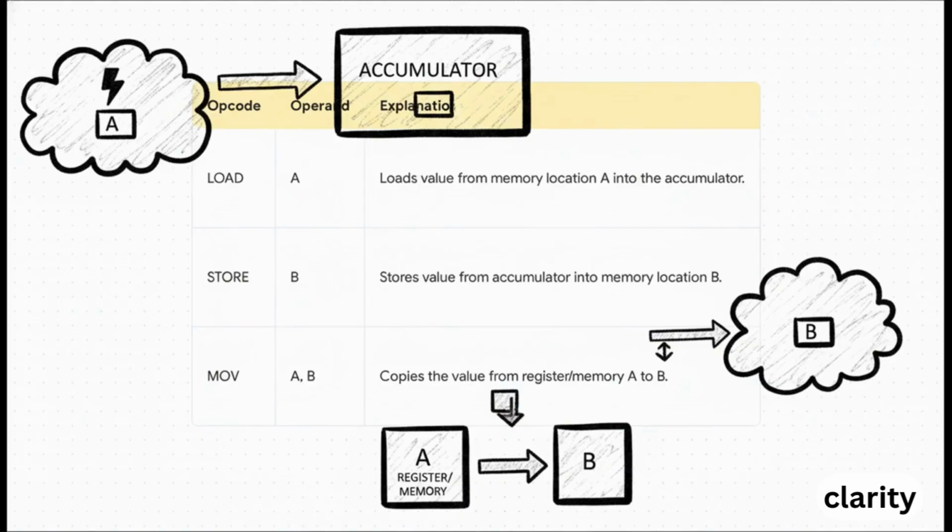So here are a few of the big ones. Now, the processor has this little workspace, like a temporary scratch pad, called the accumulator. So the load command grabs a value from memory and puts it on the scratch pad. Store does the exact opposite. It takes whatever's on the scratch pad and saves it back to memory. And move, well, that's just a simple copy and paste, moving data from one place to another.